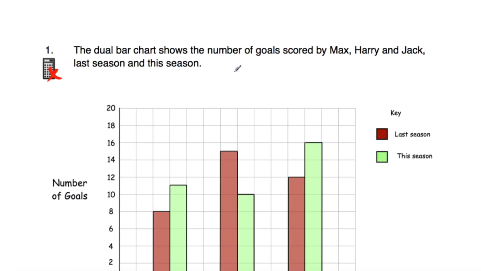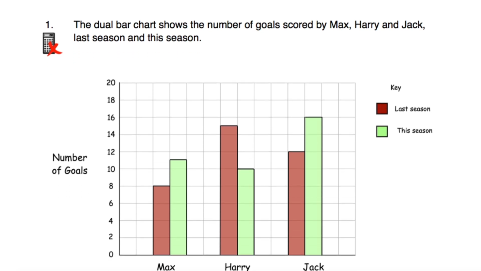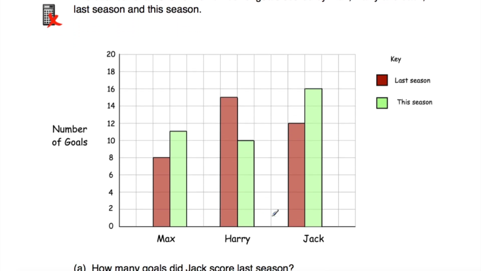Okay, so question number one. Question number one says the dual bar chart shows the number of goals scored by Max, Harry and Jack last season and this season. So we've got this dual bar chart. We've got Max, Harry and Jack, and the number of goals going up vertically. Last season's here in maroon or red, and in light green we've got this season. So here, for instance, with Max, you can see he scored 8 goals last season, and he scored, well, that's 10 and that's 12, so he scored 11 goals this season, and so on.